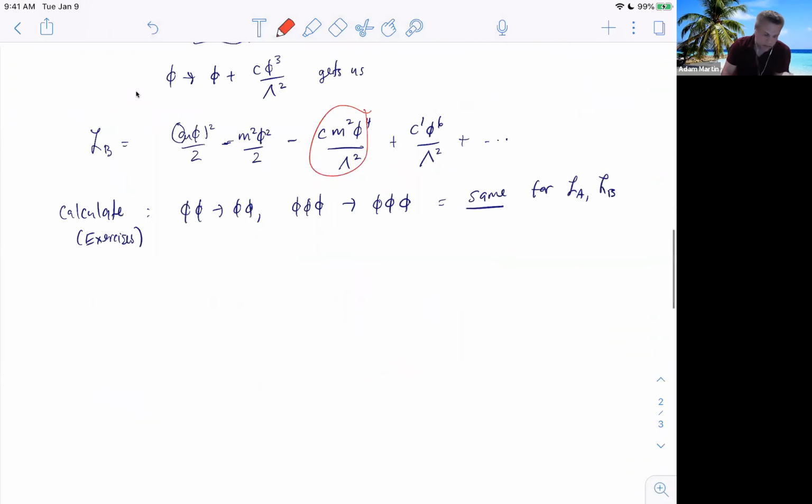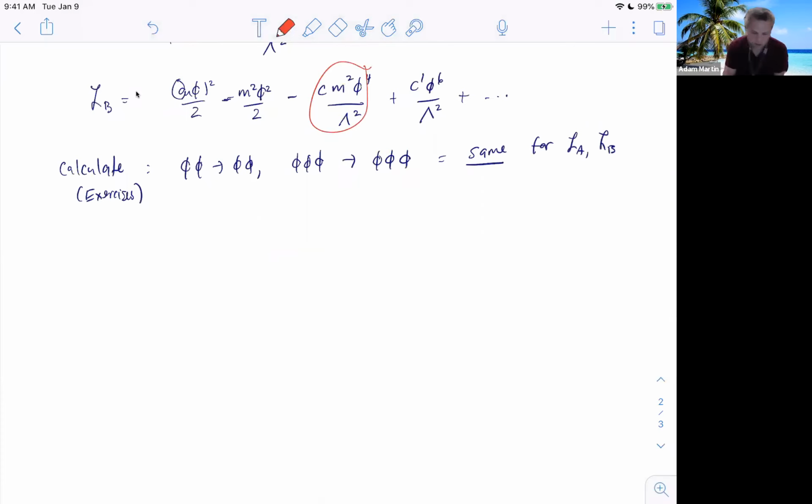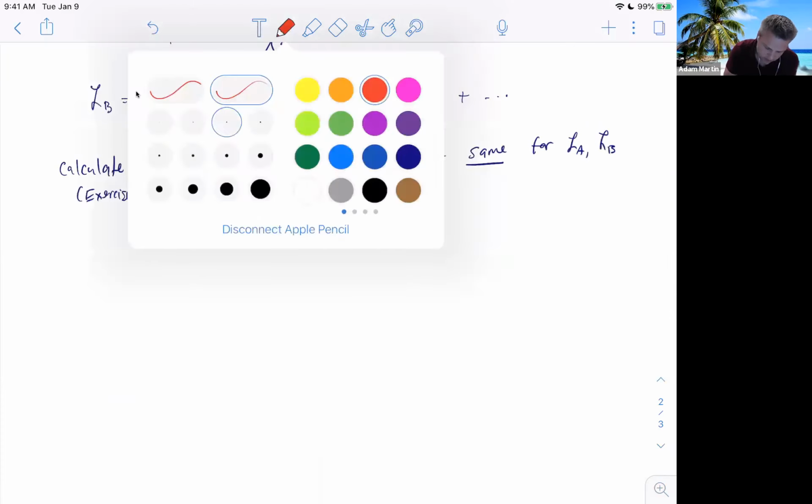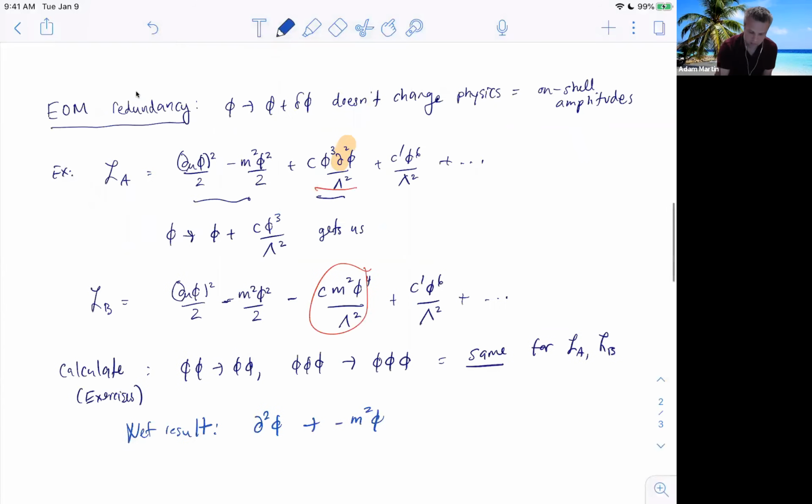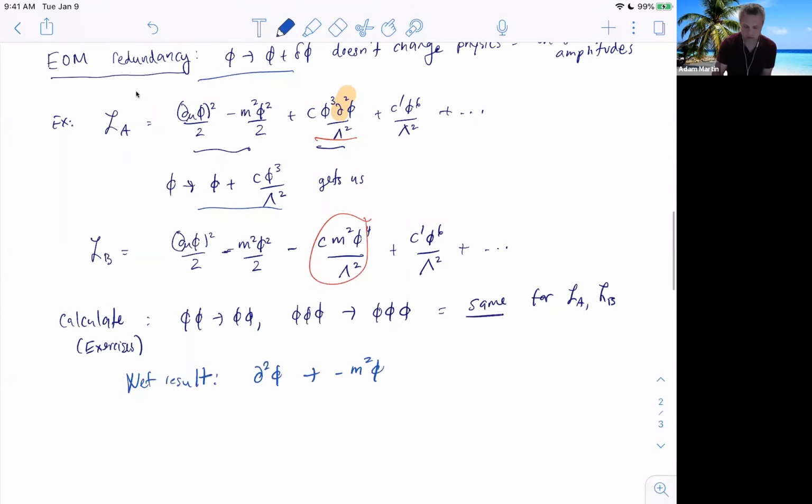Now, one of the things that came up was, you said, or I even said, let's just write it down. So the net result is whenever I have a higher dimensional operator with d squared phi, I can replace that with minus m squared phi. Which effectively looks like we're just using the equations of motion. And yes, that's what it looks like, but the reason behind it is this field redefinition coming from this redundancy here. That redundancy allows us to do transformations like this, which result in just using the field equation or the equations of motion.